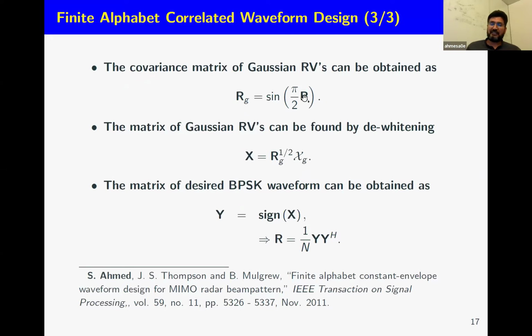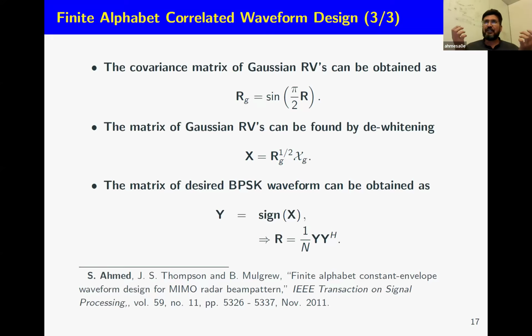If R is the desired covariance matrix that we need for the desired beam pattern, then we can find RG, the covariance matrix that we will use to generate the Gaussian random variables. With this, we generate a covariance matrix of the Gaussian random variables. Once we have the Gaussian random variables, we can generate them using this equation. Then I just take the sign of this, and I will get a matrix of BPSK random variables.